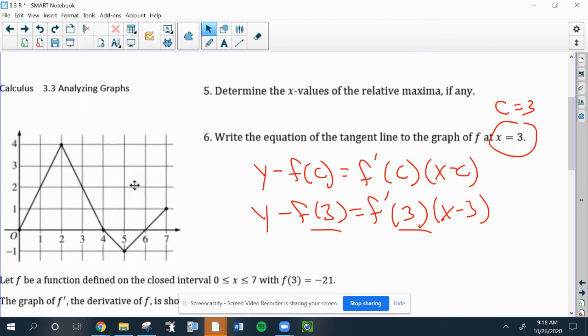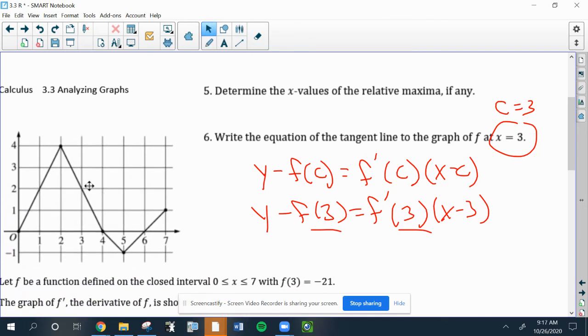This is the graph of the derivative. So on the graph of the derivative, you should be able to find f prime at 3. So let's look at 3. The derivative value is 2. So f prime of 3 equals 2.